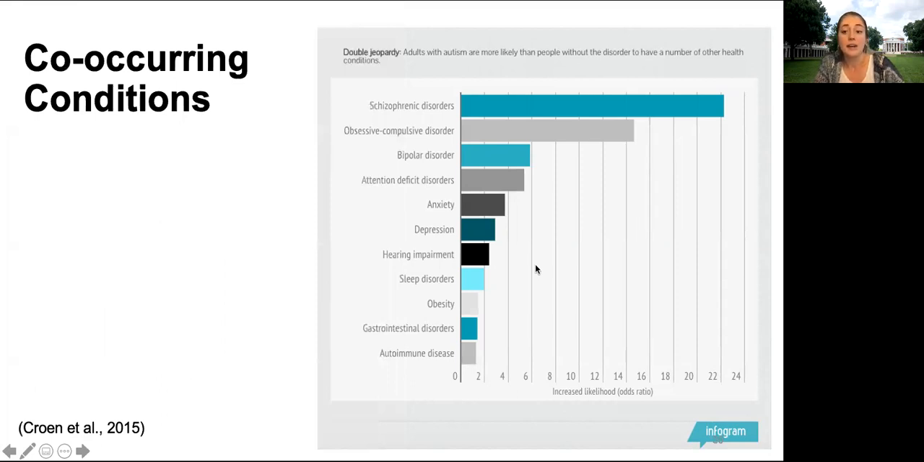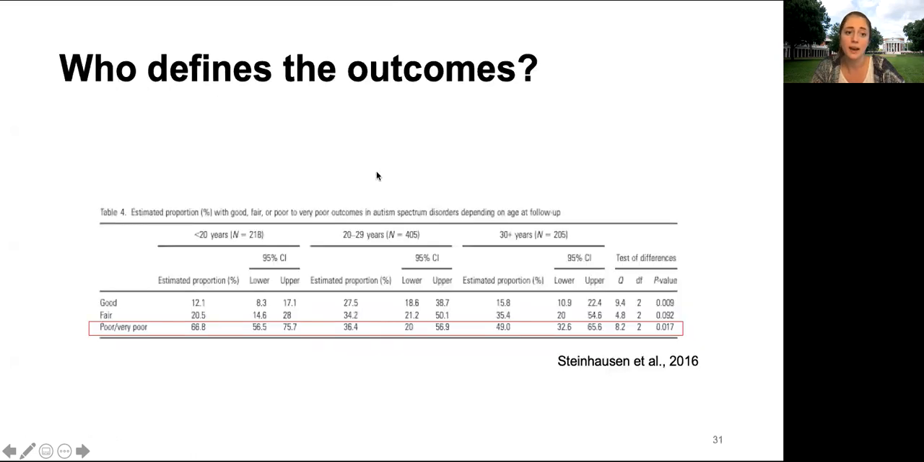is that the odds ratio for diabetes and cardiovascular diseases was also right around where hearing impairment is. And unfortunately, the odds ratio for suicide attempts is about as high as attention deficit disorders. So that means that the odds of having attempted to take your own life are about 5 times higher if you are an autistic adult than if you are non-autistic.